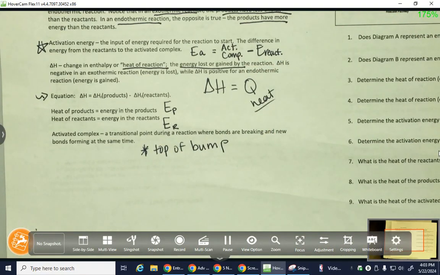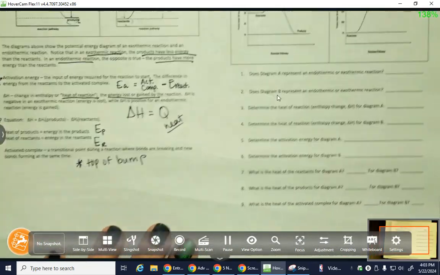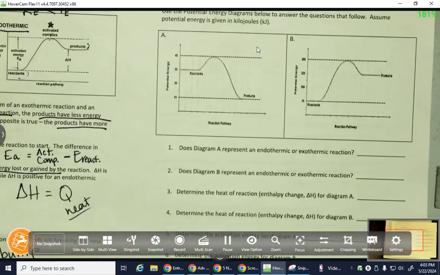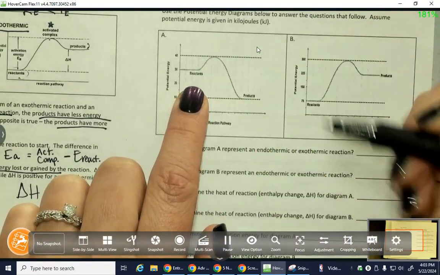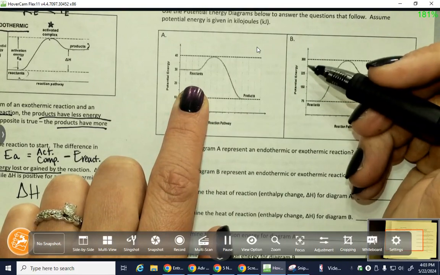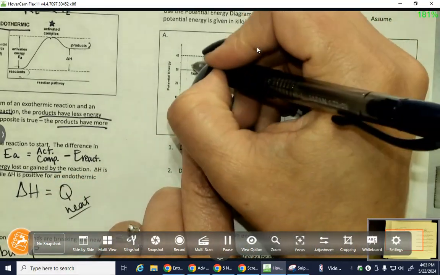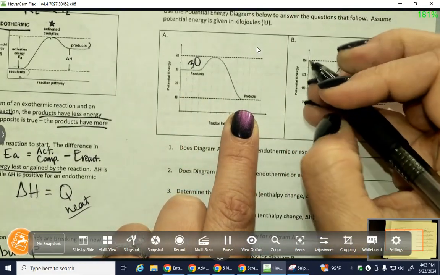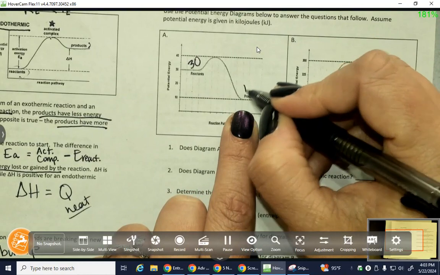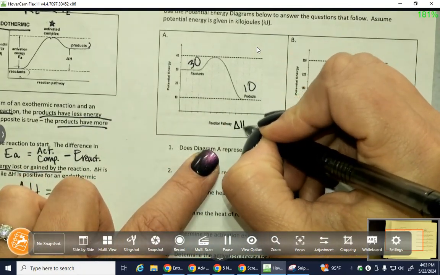Okay, all right, so just to make sure you've got it real quick, looking at this diagram A, what is the heat of my reactants? What is the energy on my reactants according to your graph? Well, look at there's actually a number that goes with it now. 30. It's 30, so I'm just going to write it right there. So we have 30 there. What's the product? 10. So could you technically find me delta H?